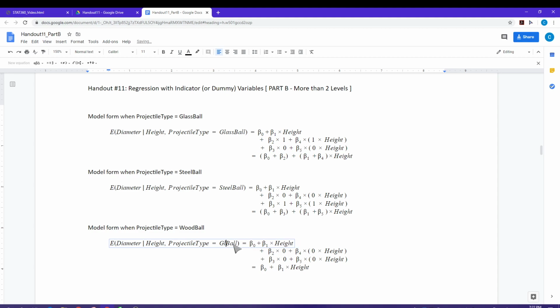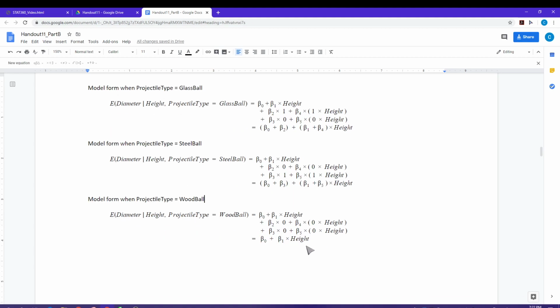This here should be wood ball. Sorry about that typo. But for the wood ball, the steel indicator variable is going to be set to 0, and the glass indicator variable is going to be set to 0. So all of this stuff, as I said a moment ago, just disappears, and I end up with just beta 0 plus beta 1 times height.